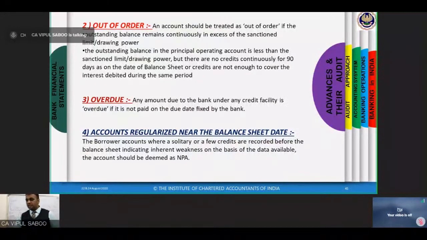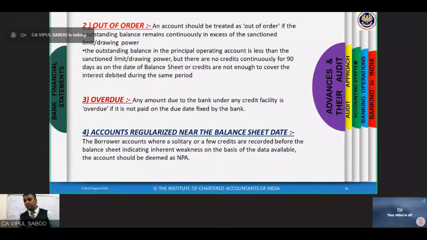So there could be a sanction limit, like we are sanctioning you 50 lakhs limit. You can use 50 lakhs. But at times, as per the stock availability, because stock is hypothecated against that limit, as per the stock availability with the borrower, they cannot time and again increase or decrease the sanction limit. So there is a term drawing power. As per the availability of stock, you can withdraw this much amount only out of the sanctioned limit.